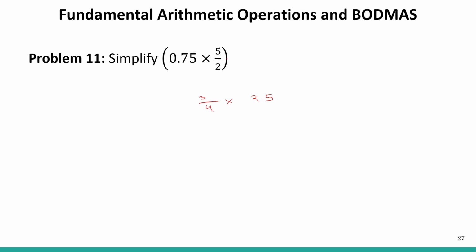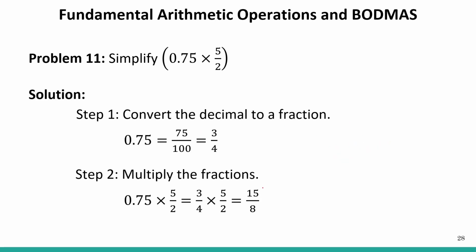So what we need to do first is simplify the brackets first. Then we evaluate the divisions first, because there are no exponents. Then what we do is we multiply. So this will be 0.75 into 2.5, that is 3 by 4 into 5 by 2, which is equal to 15 by 8. So 15 by 8 is the final answer.